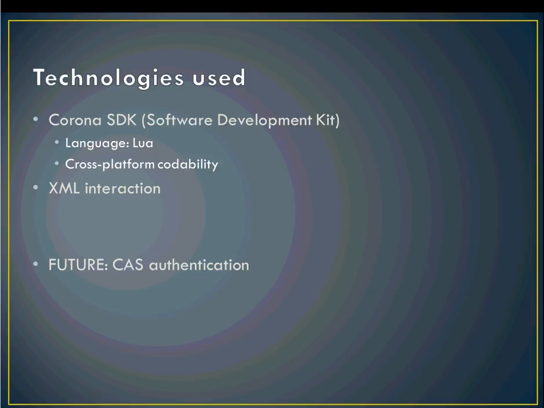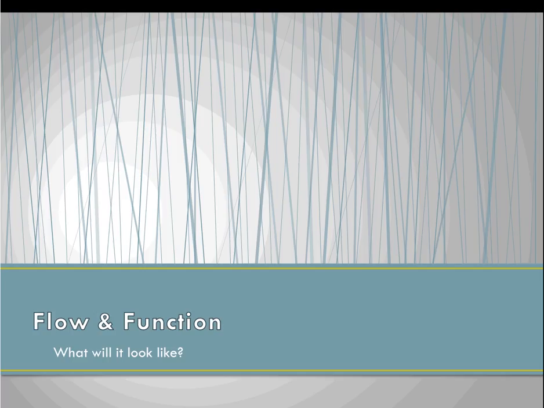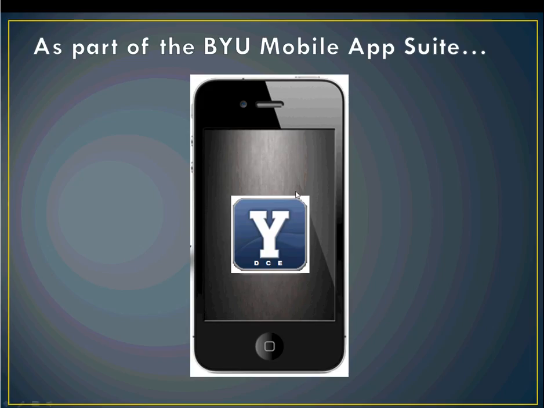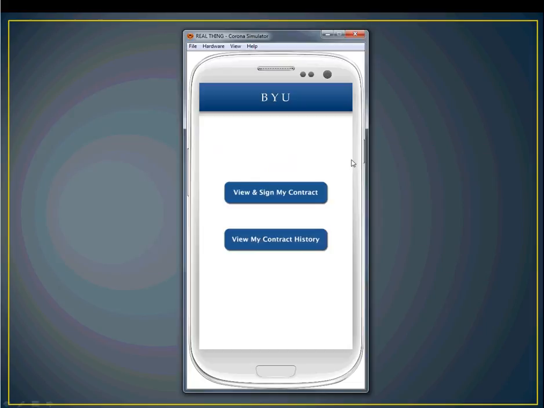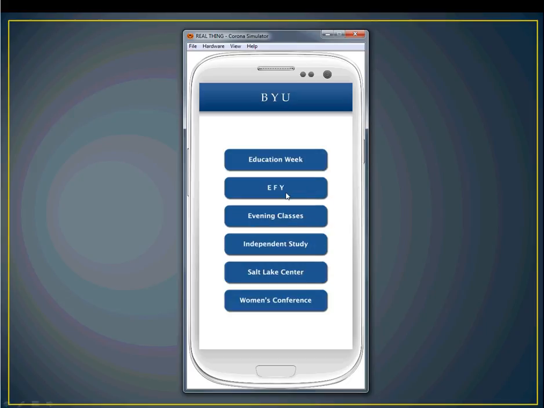Once upon a time, I was supposed to do CAS authentication, but so, flow and function, what will it look like? It's supposed to be part of the mobile app suite. Again, CAS authentication is in the future. Then here it is. So this is assuming someone's already logged in. View and sign my contract.